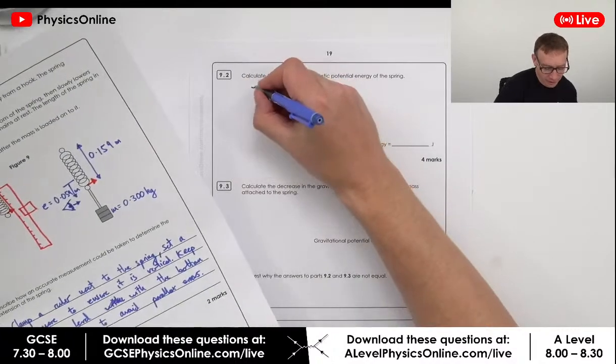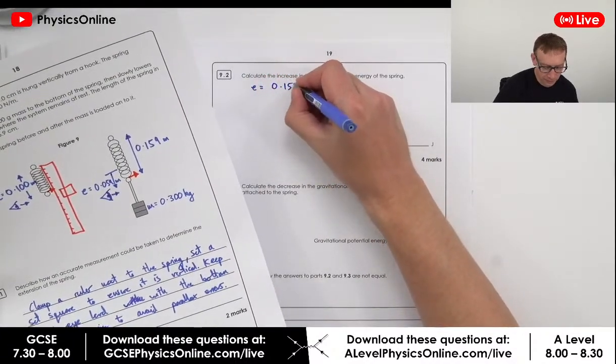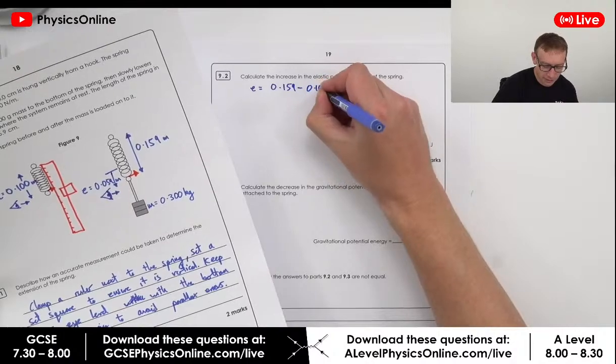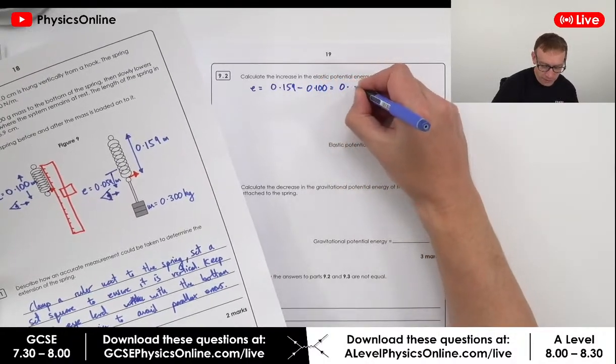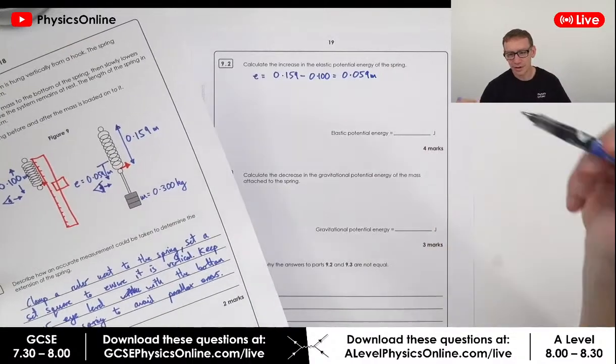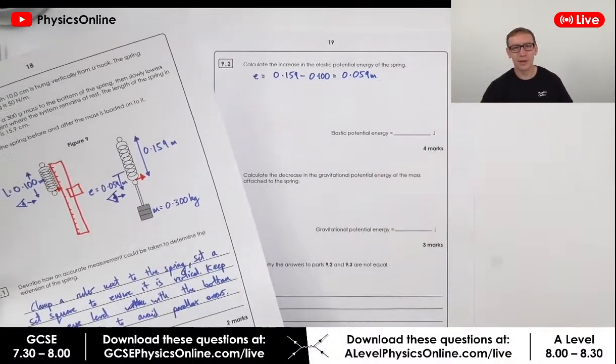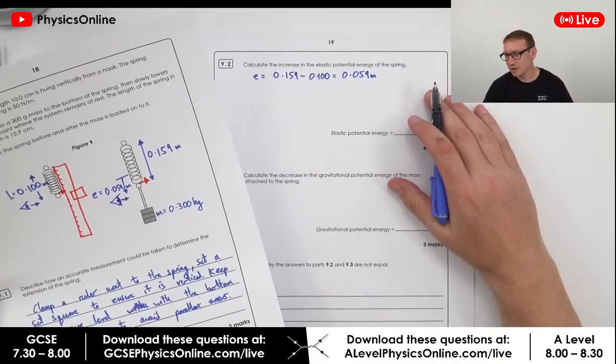Now, we know that the extension is going to be equal to the final length, which was 0.159, take away the initial length, which equals 0.059 of a metre. Okay, so that's the unit there, the standard SI unit. We always measure our distances in metres.